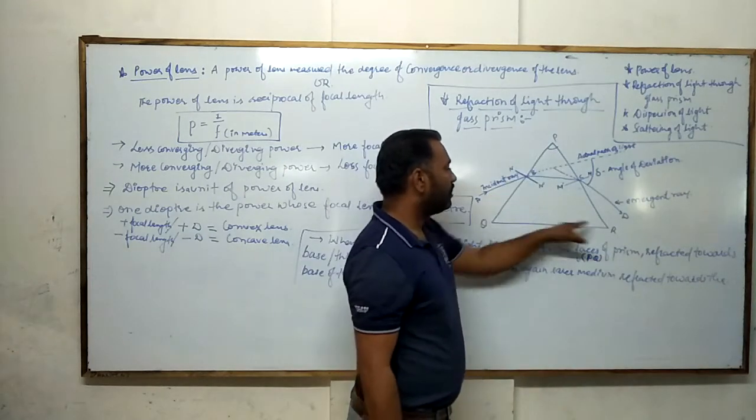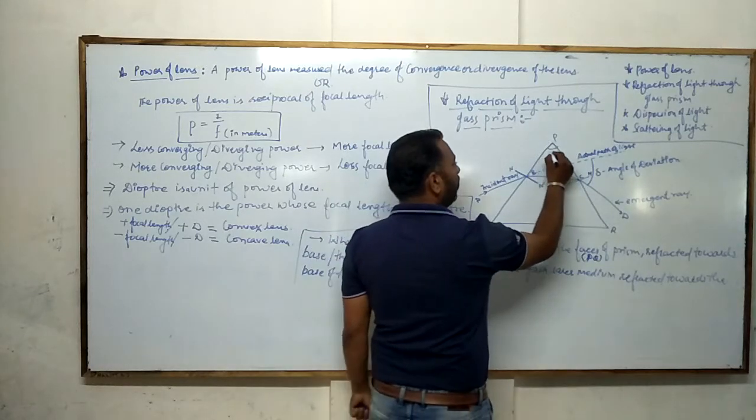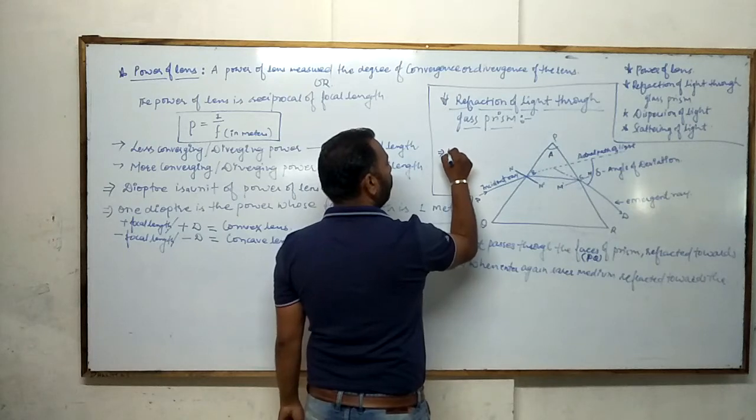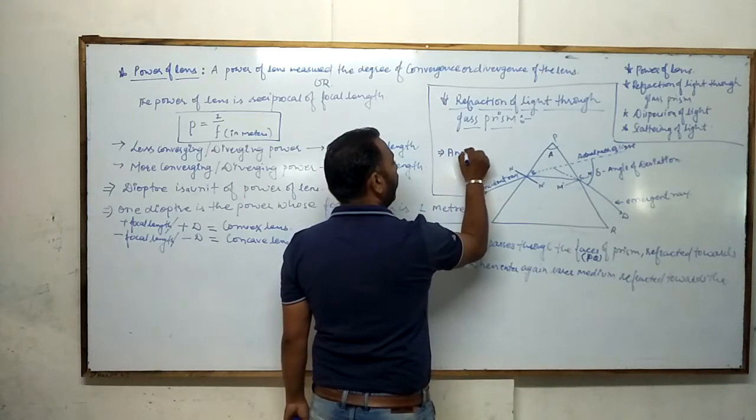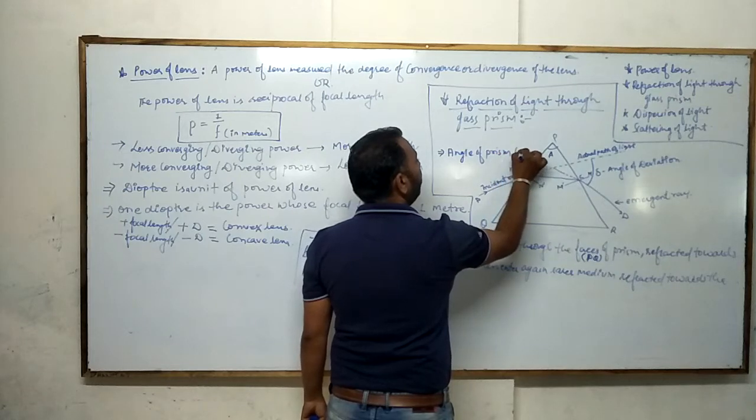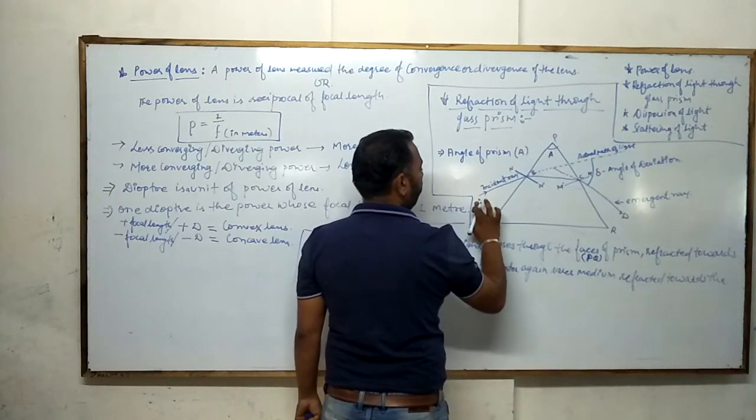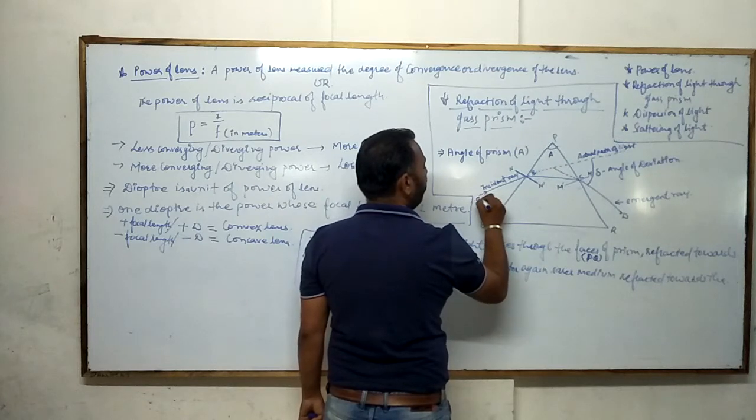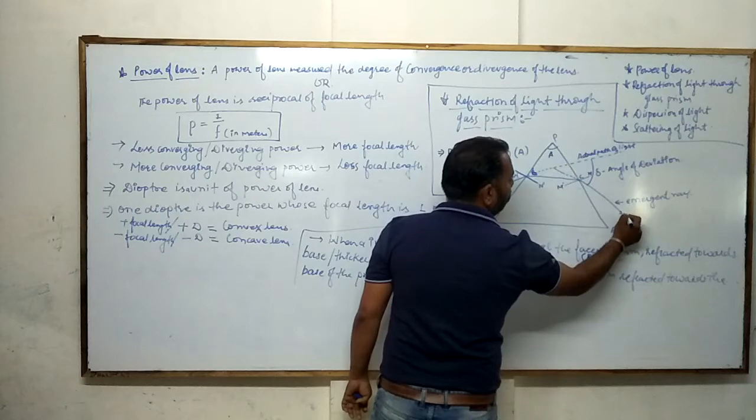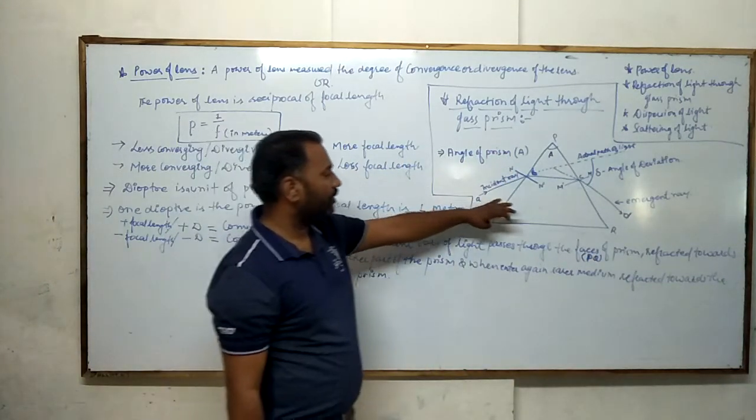These are the edges, and these are the faces of it. If I write A here, then this is the angle of prism, that is A. And I can change this one, small a, b, anything you write, no problem. You can select any alphabet for that.